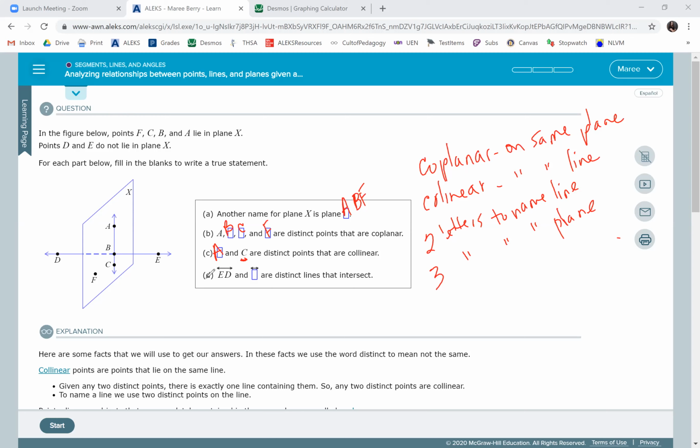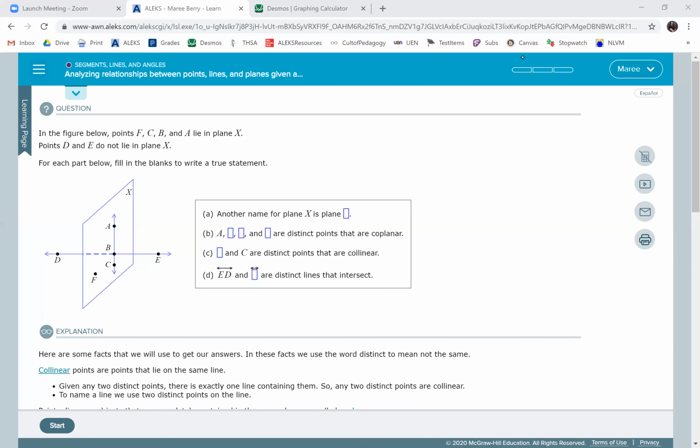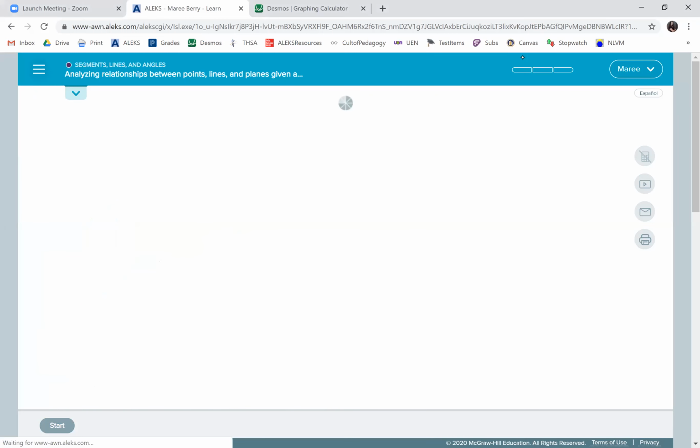So we have line ED, and we need another line that intersects it. Intersects means just go through it. So we just need 2 letters here. It doesn't matter what 2. I'm going to call it BC. And that would be that one. Now, if you're taking notes, you can just pause this and write down those definitions. We're going to go and do some examples here.